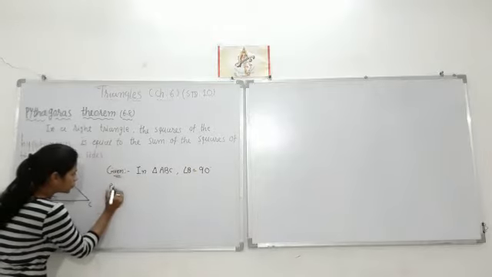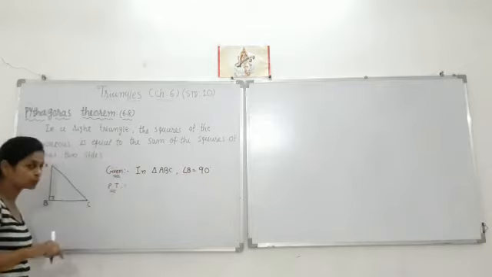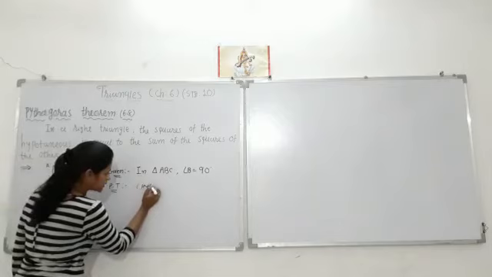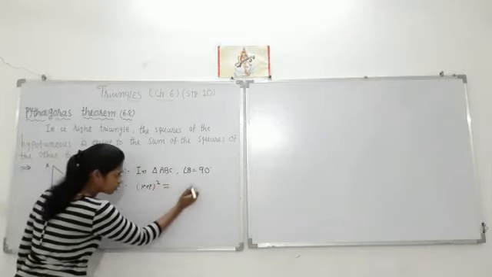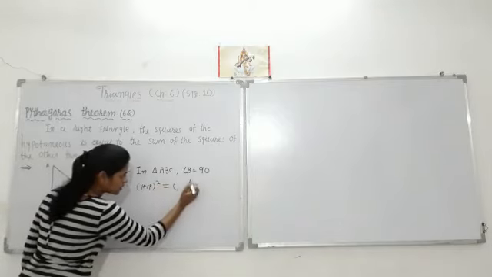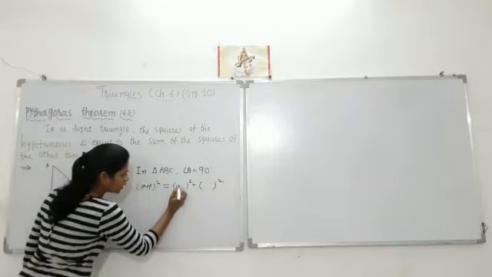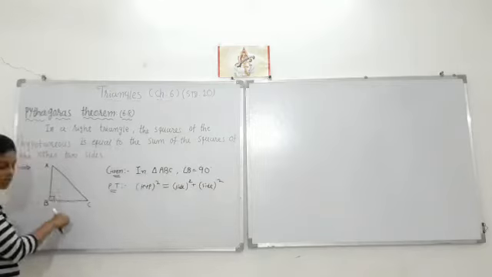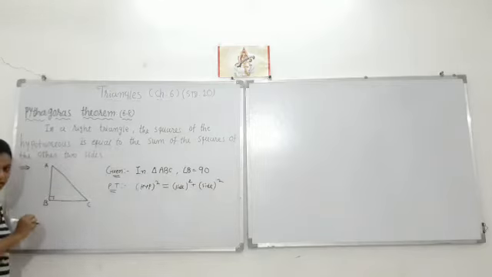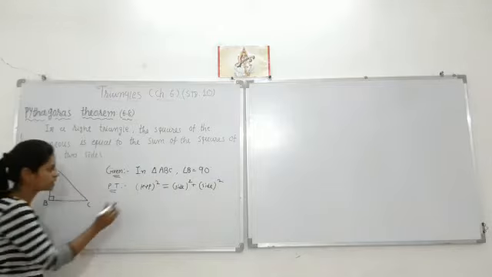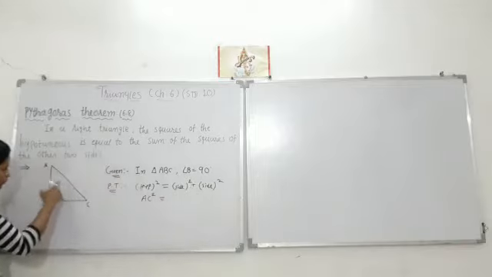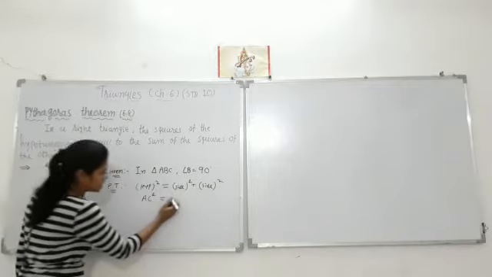What do you want to prove then? You want to prove that hypotenuse square is equal to sum of squares of the other two sides. In this figure, the side opposite to 90 degrees is the hypotenuse, that's why in this figure our hypotenuse is AC. So we want to prove AC square is equal to AB square plus BC square.